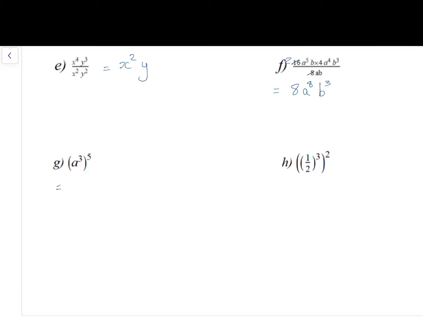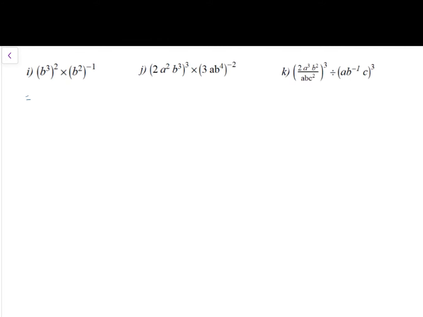Using our third index law, a power raised to another exponent, we multiply together the indices. So a to the power of 3 times 5, 15. Once again, we have that index law. However, we've also got a number in there, 1/2. So we're going to have to evaluate that to complete our answer. So 3 times 2 is 6. Then 1 to the power of 6 is 1. 2 to the power of 6 is 64.